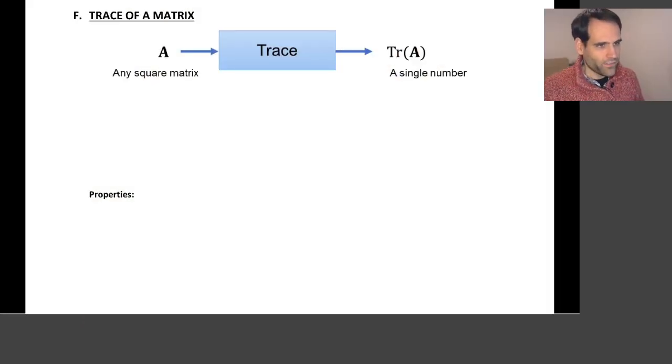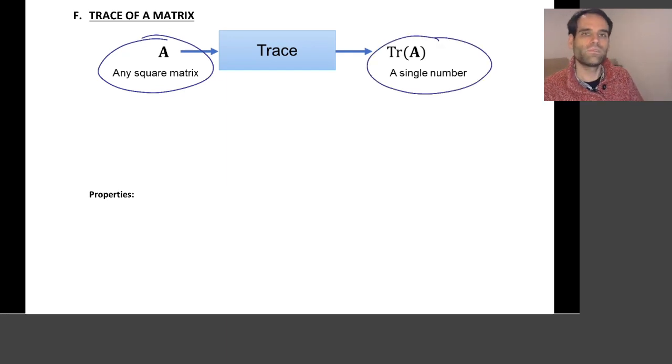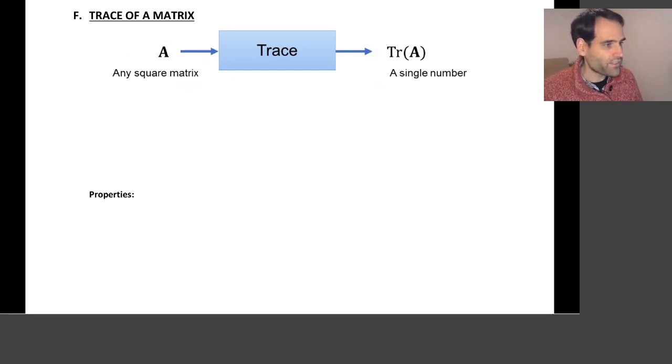In this video, we are going to learn about something called the trace of a matrix. The trace of a matrix is an operation that can be done on any square matrix, and you can calculate the trace of this square matrix, and what you get is a single number, which is called the trace of this matrix. Okay? And this single number is very simple to calculate. Let me write it down.